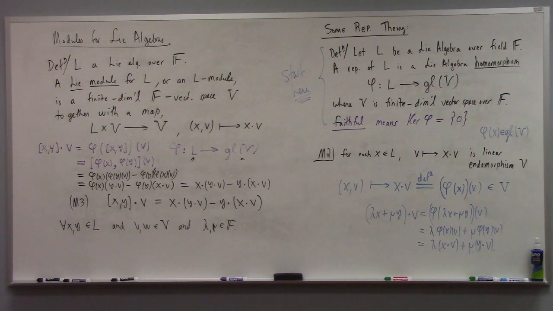So up next here, we have submodules and factor modules. A submodule of V is a subspace W of V which is invariant under the action of L. In other words, for each x in L and each w in W, we have x dot w as an element of W. In the language of representations, submodules are known as subrepresentations.